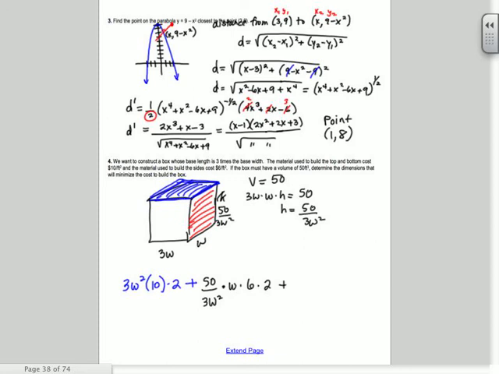Plus, we need the front and the back. So now this is going to be 3W times 50 over 3W squared. And the sides are still $6 per square foot, so 6. That's representing just the front, so I need the back as well, so times 2. All of this is going to be equal to the cost. So I'm going to say cost, or C. So C equals. You can write it on the right as well. Okay, that's what you're trying to minimize.